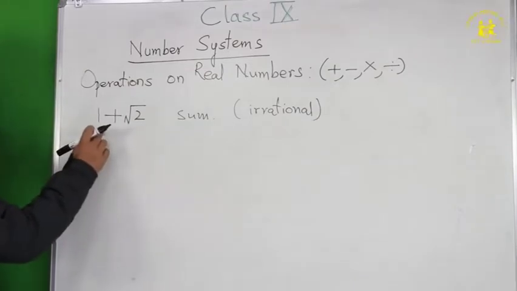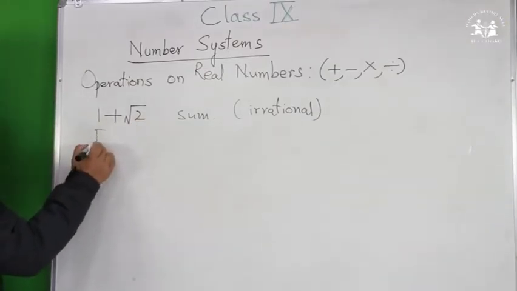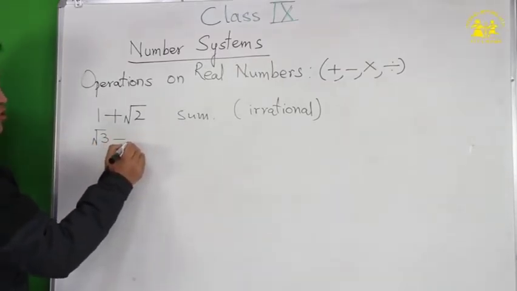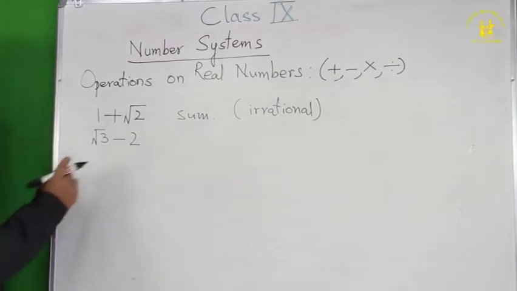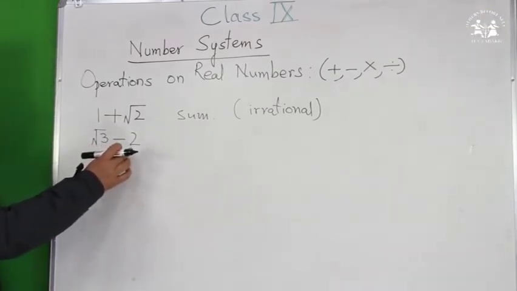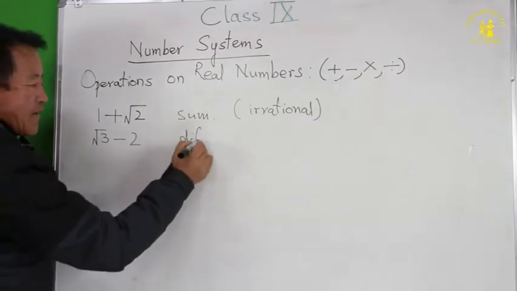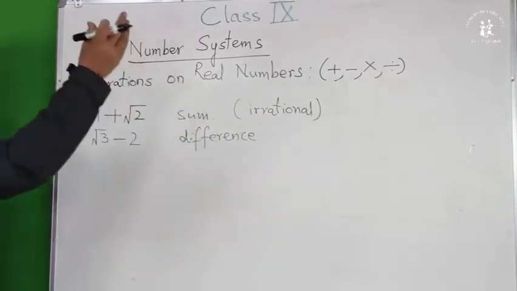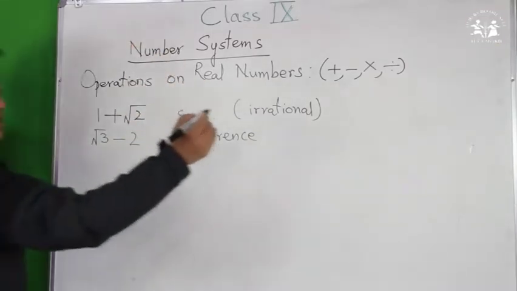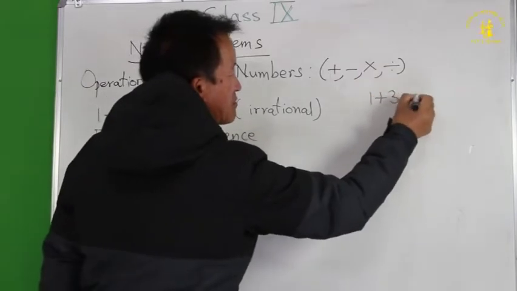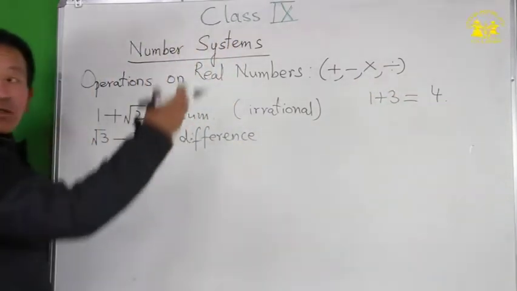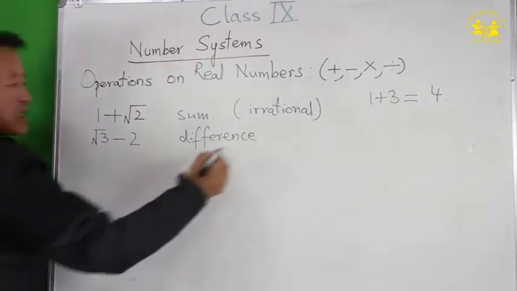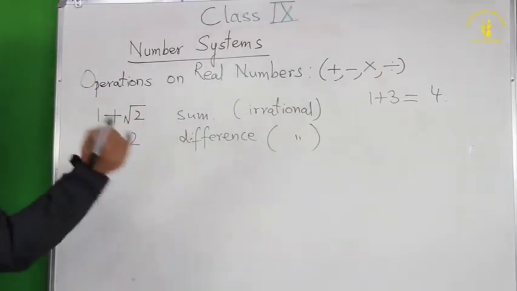Square root of 3 minus square root of 2, in the difference, is also irrational. For example, take 1 plus 3. 1 plus 3 is 4. The sum of two rational numbers is rational, but the sum of irrational numbers can be irrational.